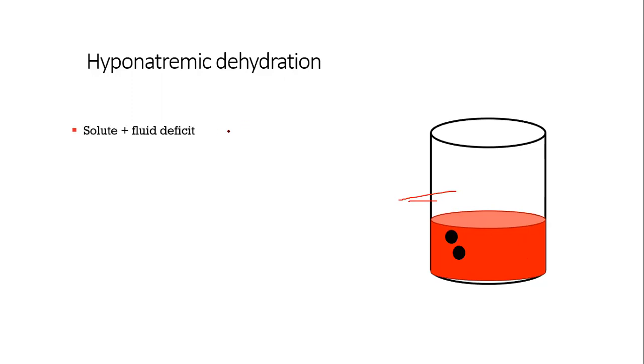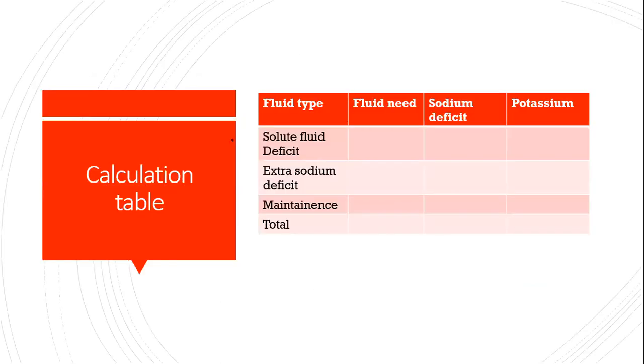So you have a solute fluid deficit. You have extra sodium deficit. You have potassium also that is being lost. I have not represented it in this picture. So you will need to construct a table similar to this, okay? Because you need to replace fluids, you need to replace sodium, you need to replace potassium, okay? So these are lost as solute fluid deficit, extra sodium deficit. These two are what the child has already lost, okay?